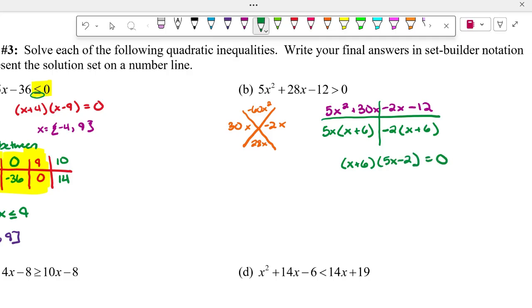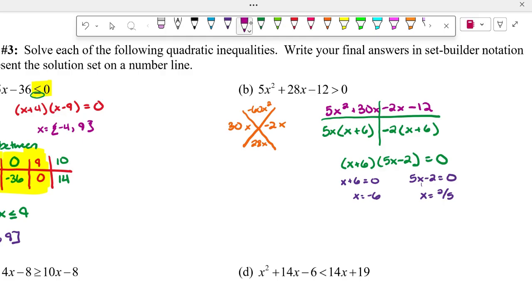This should be second nature to you guys by now. All right. So if I solve for x, I have x plus 6 is equal to 0, and 5x minus 2 is equal to 0. So x is equal to negative 6. What would this one be if you solve that two-step? 2/5. So that's my solution set.